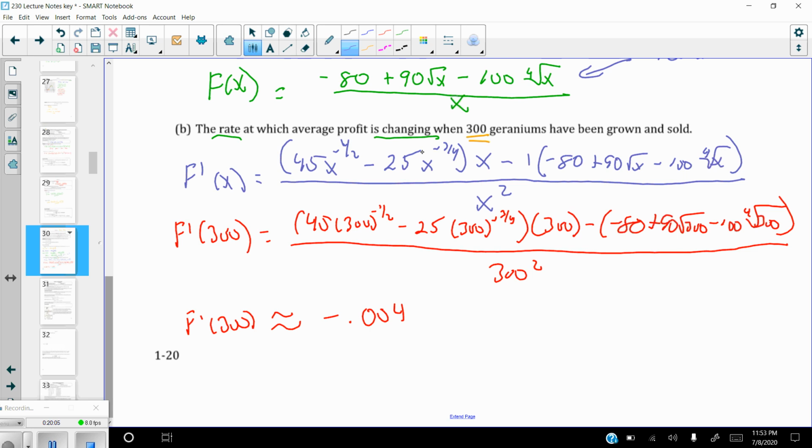I may have done that, but if that's the case, then that's telling us that when we've sold 300 geraniums, the rate of change of the average profit is actually going down by 0.004. Again, not extremely positive I plugged that in correctly, but that's the idea. All right, that's it.